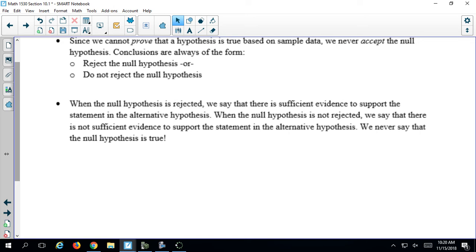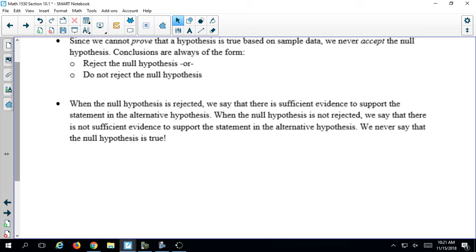So the two things are competing. If we reject the null, we support the alternative. The alternative is what usually your research is about. When the null hypothesis is rejected, we say there is sufficient evidence to support the statement in the alternative hypothesis. When the null hypothesis is not rejected, we say that there is not sufficient evidence to support the statement in the alternative hypothesis. We never say the null hypothesis is true. We do not know if the null hypothesis is true. We assume that it's true to run the test, and then we decide, do we reject it or do we not have enough evidence to reject it?